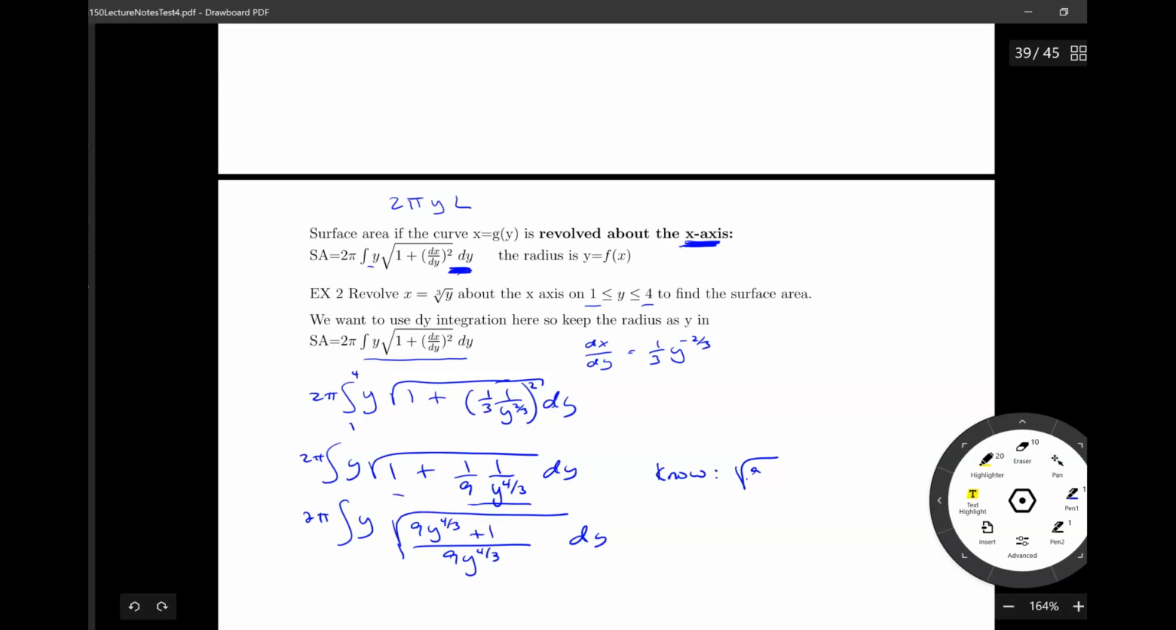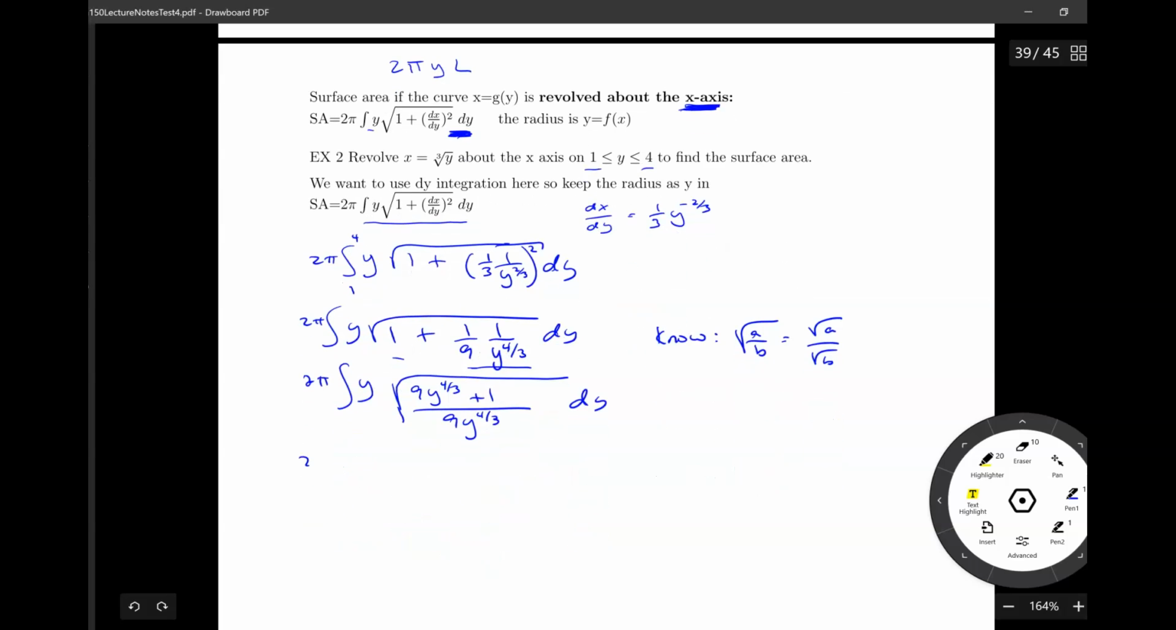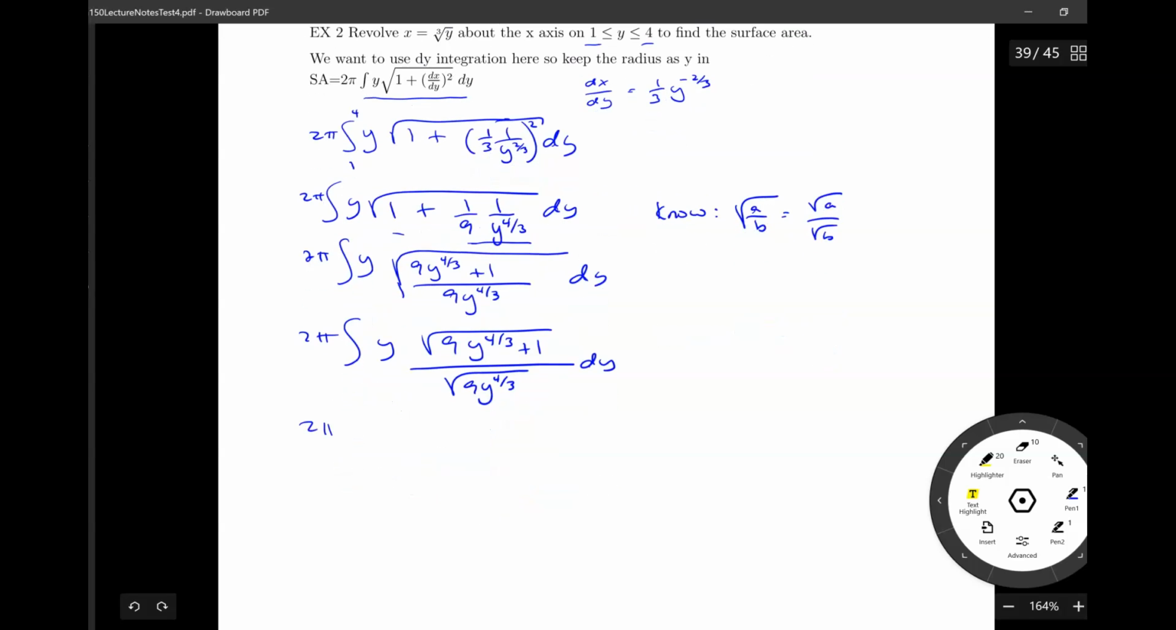Okay, so other facts that we know about radicals. If I have radical of a over b, that's the same thing as saying radical of a over radical of b. All right, so I'm going to do that here. So I have root on the top, and on the bottom. Okay, so now I haven't put the limits of integration in, 1 to 4. Okay, so now I'm going to take the square root. I'm going to keep this up here the same.